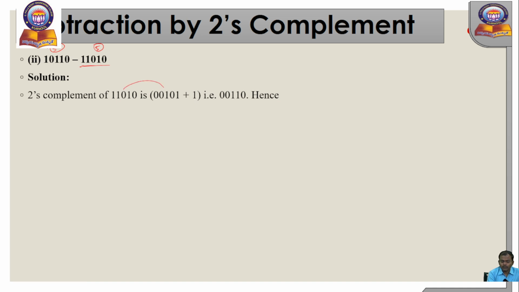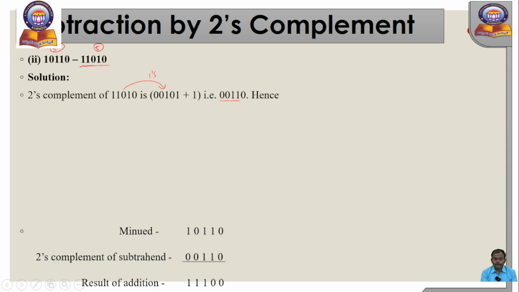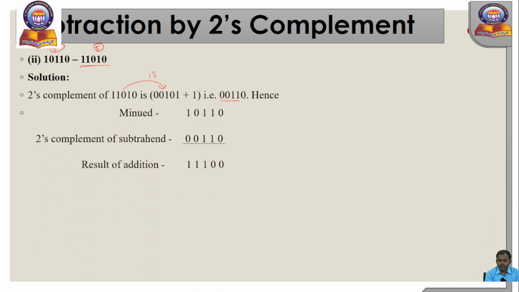For that, first I find the 1's complement: 1 I replace with 0, and 0 with 1. So it is 00101, plus 1, so I get 00110. This is the subtrahend represented in 2's complement. Then the minuend is 10110 and the subtrahend is 00110. So I can simply perform the addition. I got this result, that is 11100.